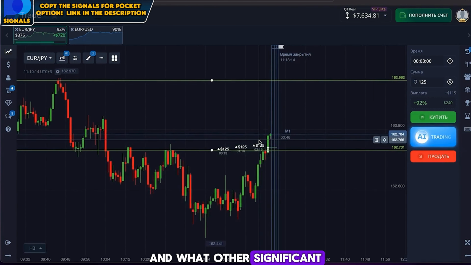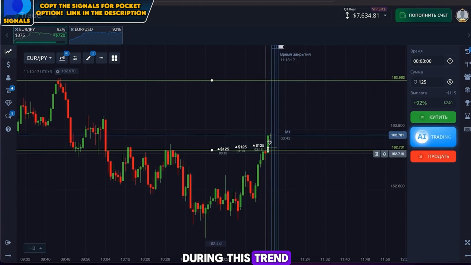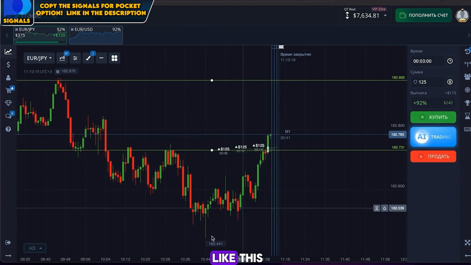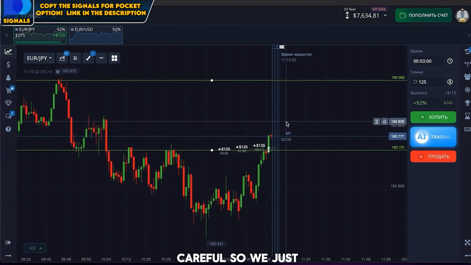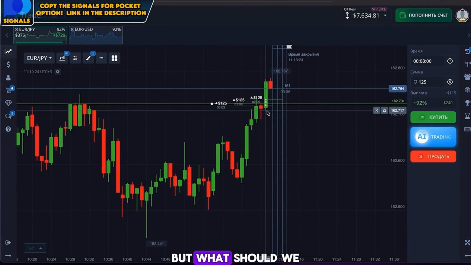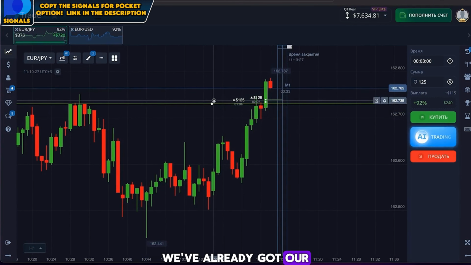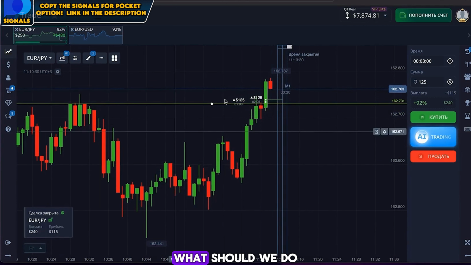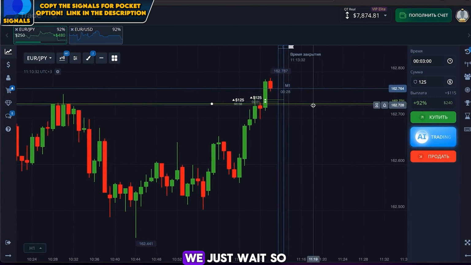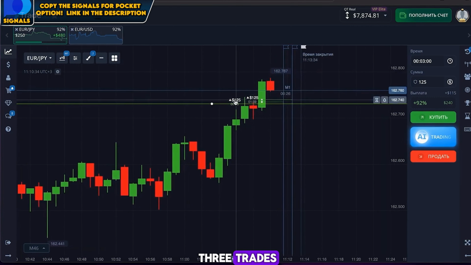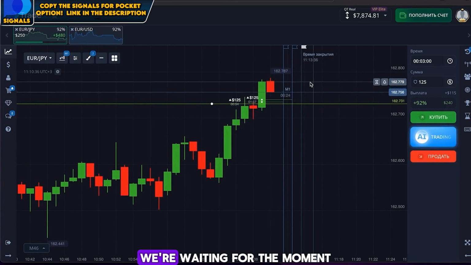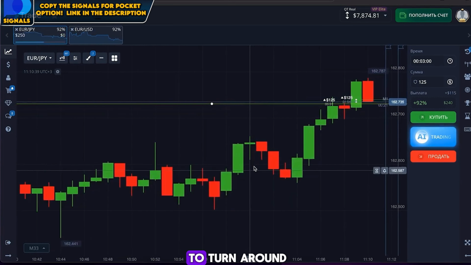And what other significant moments are there during this trend? When there's a reversal like this, we need to be careful. So we just opened 3 trades, but what should we do next? We've already got our first profit from the first trade. What should we do next? Next we just wait. So 3 trades. If we get a profit now, we're waiting for the moment when the price starts to turn around.